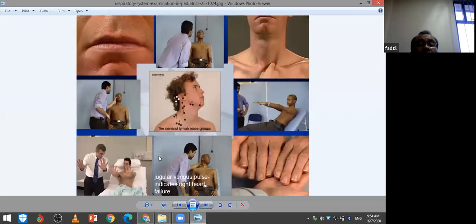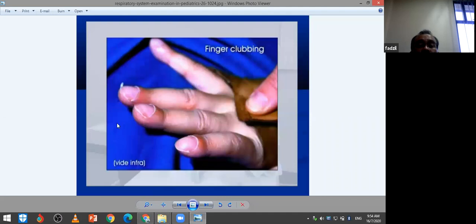In the children, so this is the technique. Then clubbing. Okay. In children.